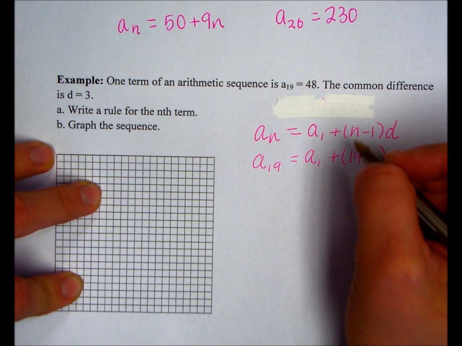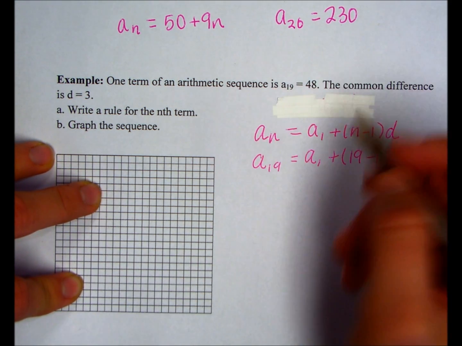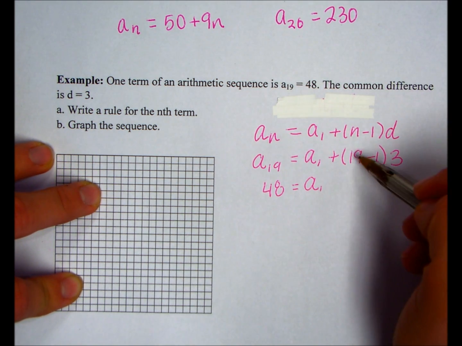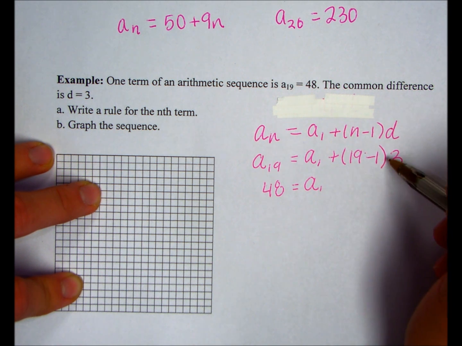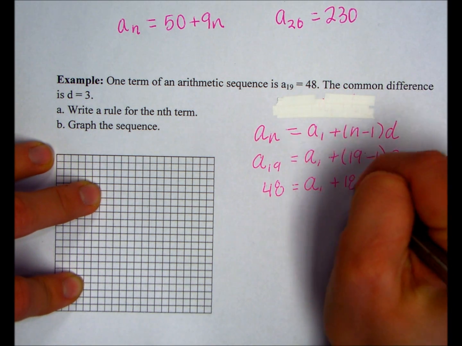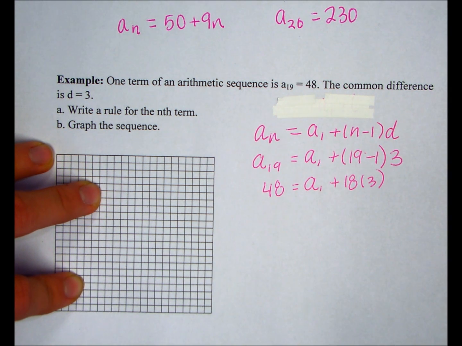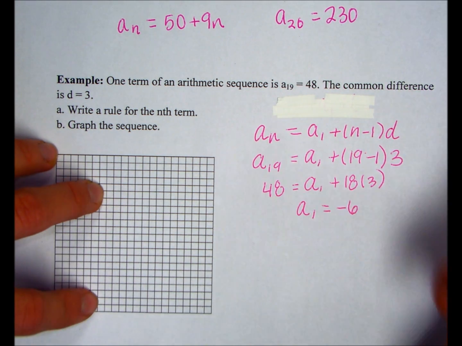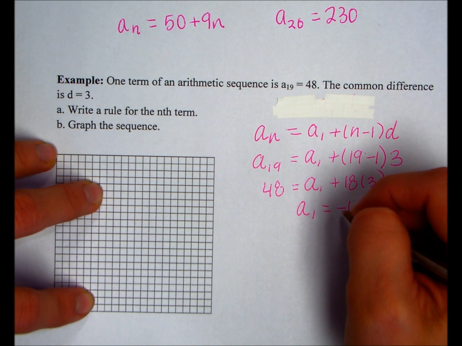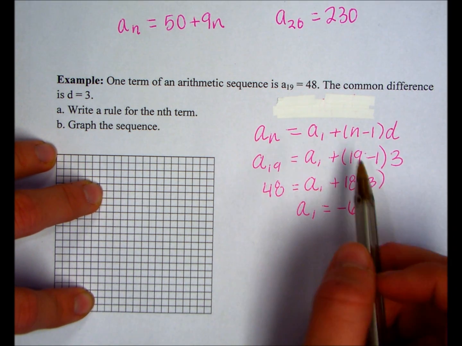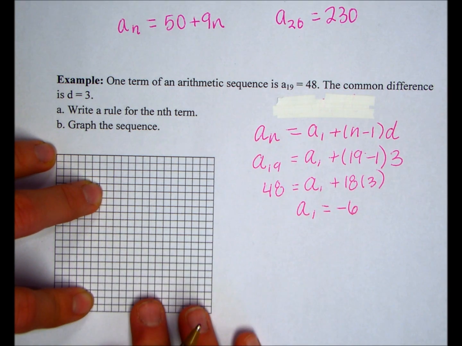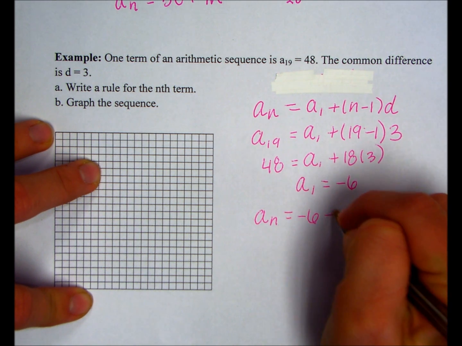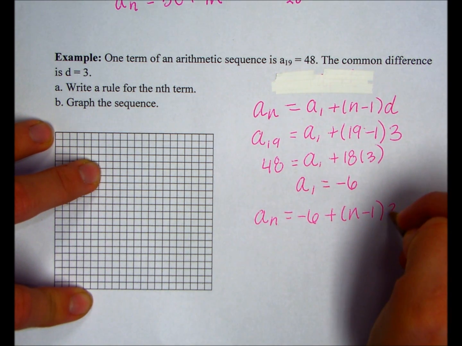So from here, I can simplify this. They tell me a sub 19 is 48 equals a sub 1, and then 19 minus 1 would be 18. So this would be plus 18 times 3. And if I simplify that, I'll get a sub 1 equals negative 6. So this now is my first term. I'm not done, but now that I've solved for my first term, I can now write a rule for this arithmetic sequence. So it's going to be a sub n equals negative 6 plus n minus 1 multiplied by 3.